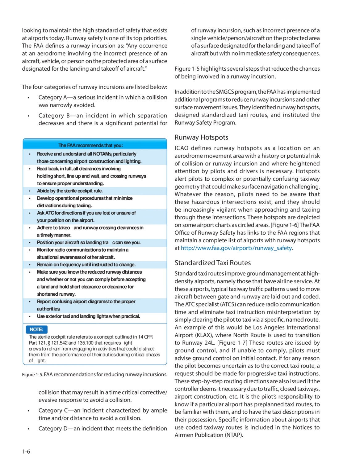Runway hotspots. ICAO defines runway hotspots as a location on an aerodrome movement area with a history or potential risk of collision or runway incursion and where heightened attention by pilots and drivers is necessary. Hotspots alert pilots to complex or potentially confusing taxiway geometry that could make surface navigation challenging. Whatever the reason, pilots need to be aware that these hazardous intersections exist, and they should be increasingly vigilant when approaching and taxiing through these intersections. These hotspots are depicted on some airport charts as circled areas.